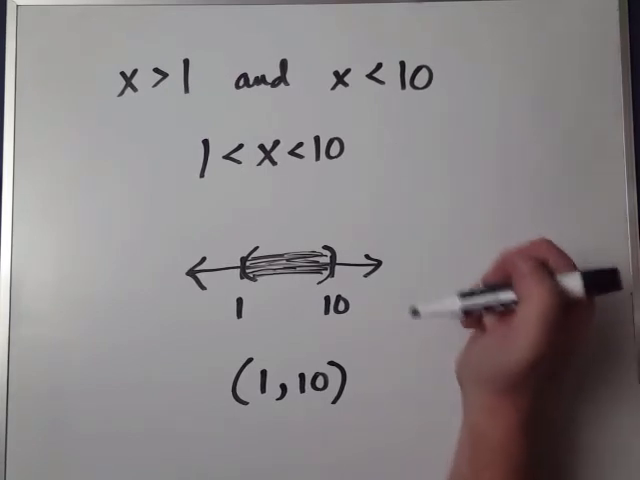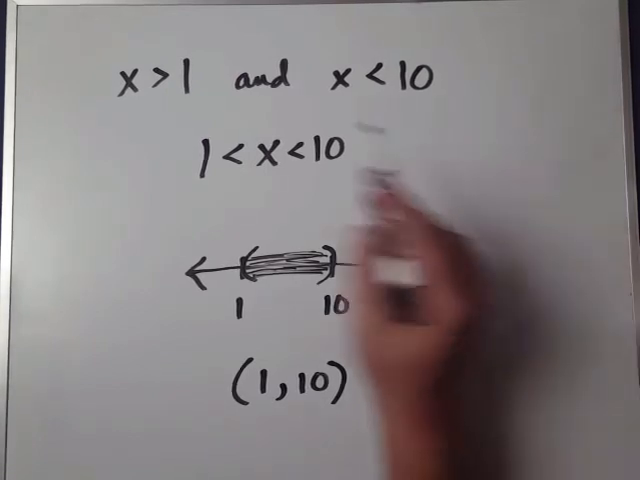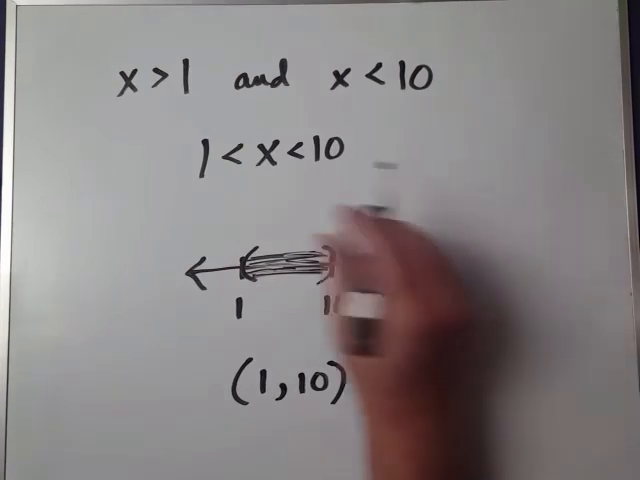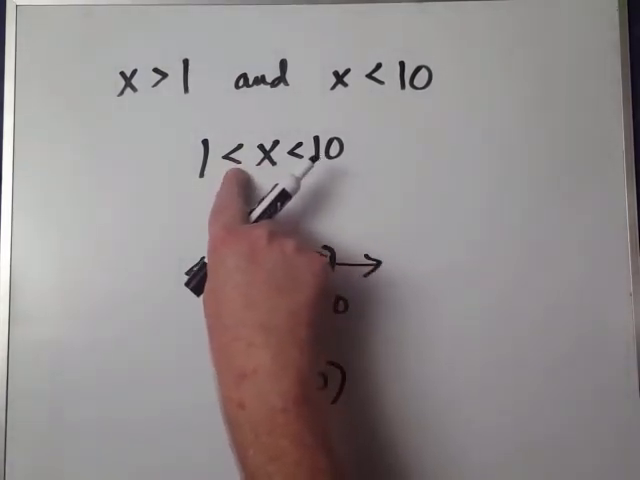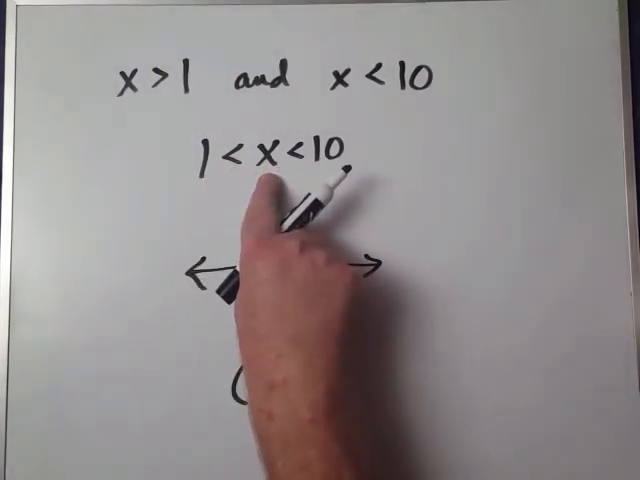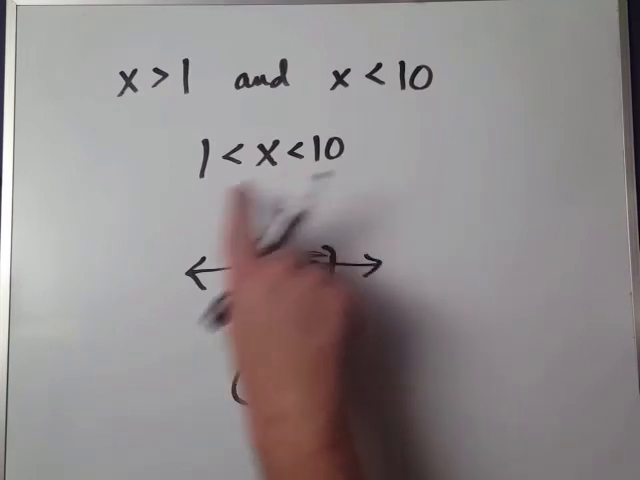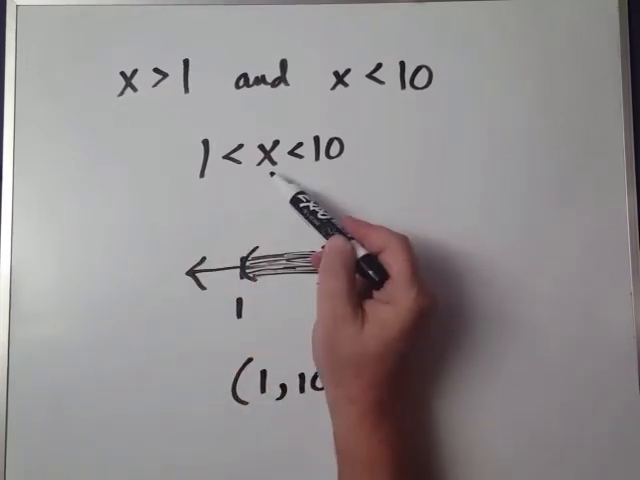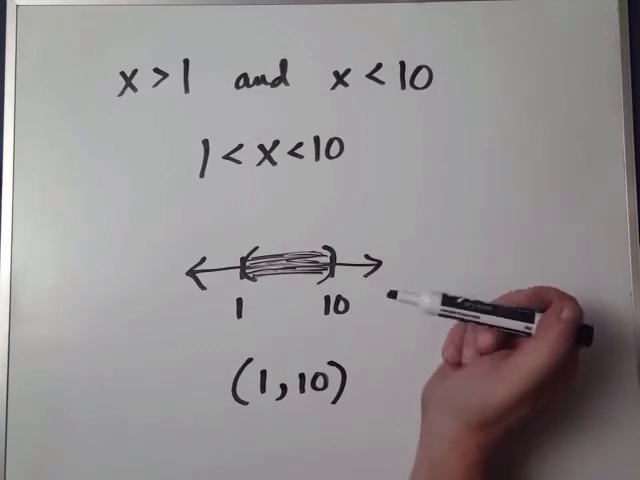So here's a triple inequality. It says two things at the same time. It says x is what? Greater than 1, and at the same time x is less than 10. We read this saying x is between 1 and 10.